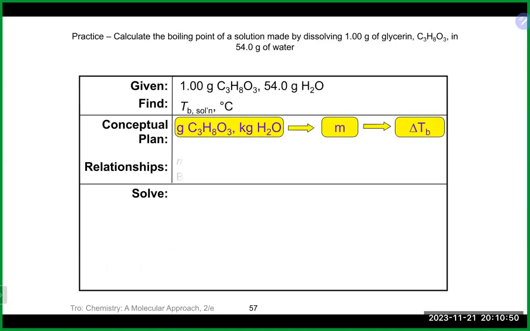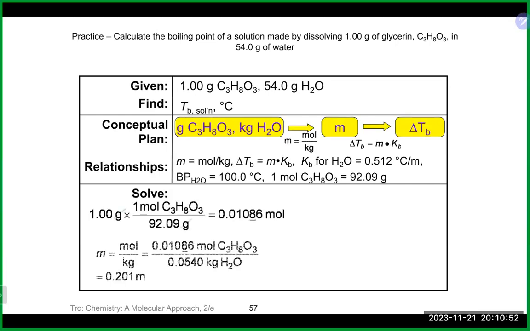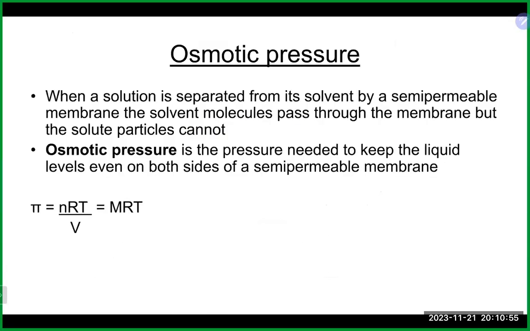All right. Another sort of property that is a colligative property is osmotic pressure. And osmotic pressure is basically the pressure that's exerted to stop the flow of solvent molecules from one side of a membrane to another. So if you had a tube that had a semi-permeable membrane in between, and you had, say, salt water on one side of it and just plain old water on the other side.